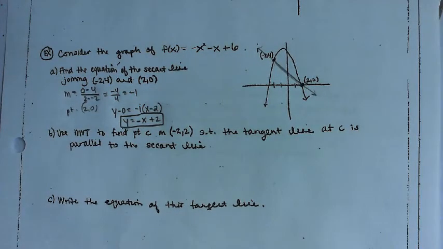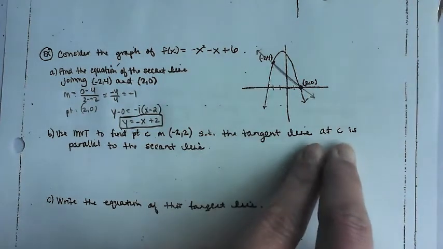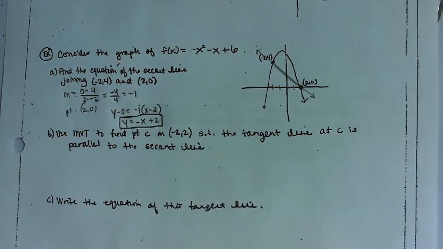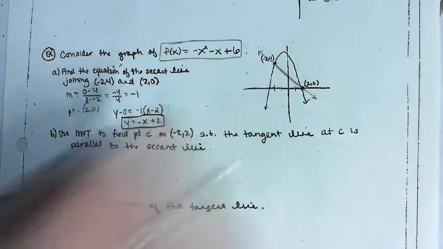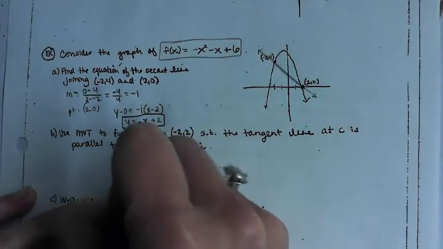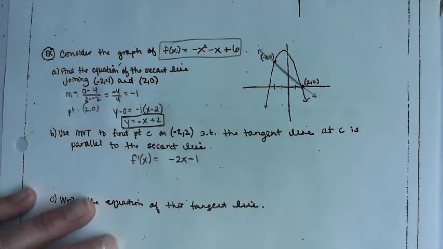Use the mean value theorem to find what point on this interval from negative 2 to 2 such that the tangent line at x equals c is parallel to the secant line. So we're essentially finding the location that has a slope of what, Ellie? Negative 1. Very good. So find the location on this that has a slope of negative 1. We're essentially going to take the derivative and set it equal to negative 1. So the derivative is negative 2x minus 1.